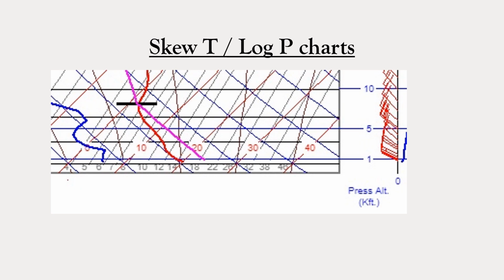When there's a good space between the red temperature line and the pink line, the more space, the better the thermals will be. Where the lines cross, that's where you should expect thermals to stop. You can hover over that and read the altitude, or look over here at this chart on the right.